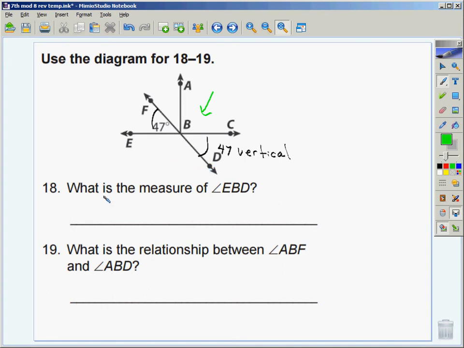So, it says, what's the measure of angle EBD? I could still find that. This is what they're looking for. How would I find it? EBD. They're looking for this space right here. If I look at where this 47 is, how could I have found EBD? 180 minus 47, because I know that a straight line is going to be 180 degrees. 180 minus 47, 133 degrees.